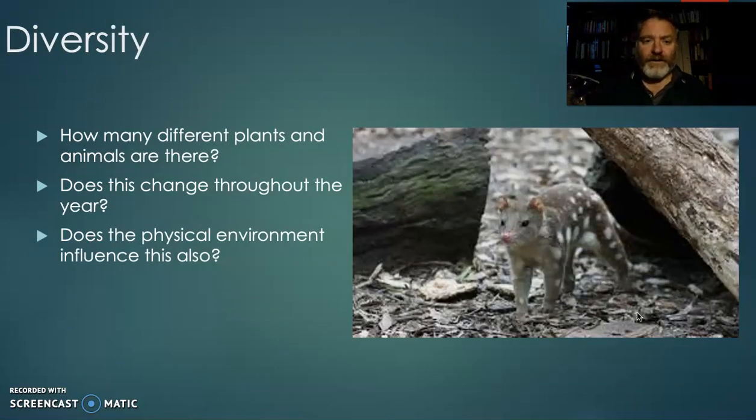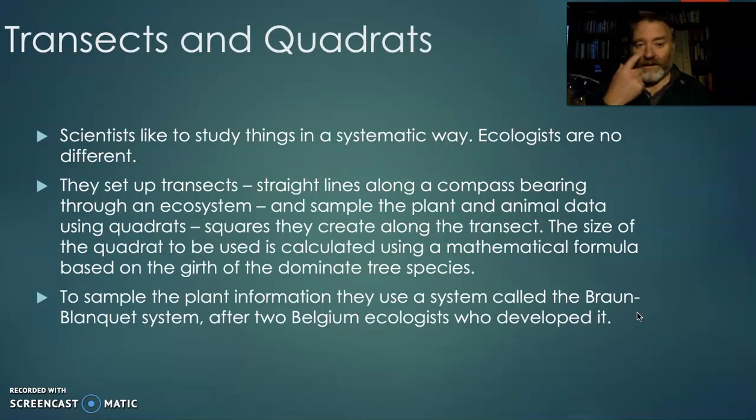And we want to know about diversity. Just how many plants and animals do we have? Again, does it change throughout the year? Does it change from place to place? The idea of distribution of that diversity is really important. It gives an indication of animals which live within certain plants, so there's certain associations due to habitat. And that's some information we want to try and find out when we're out and about. That's a lovely little quoll there. So how do we do that?